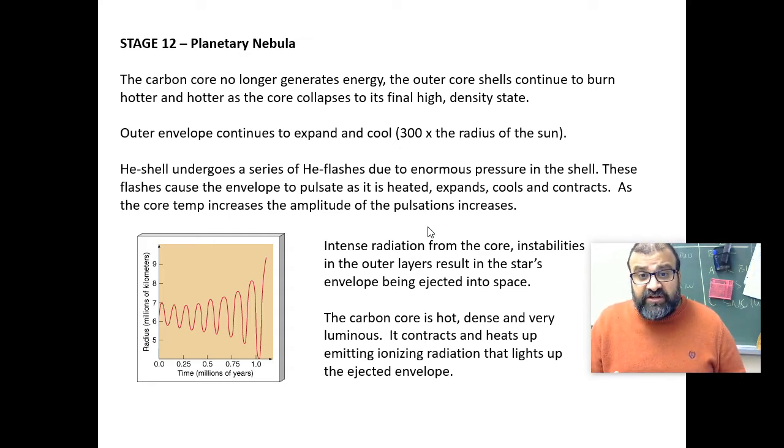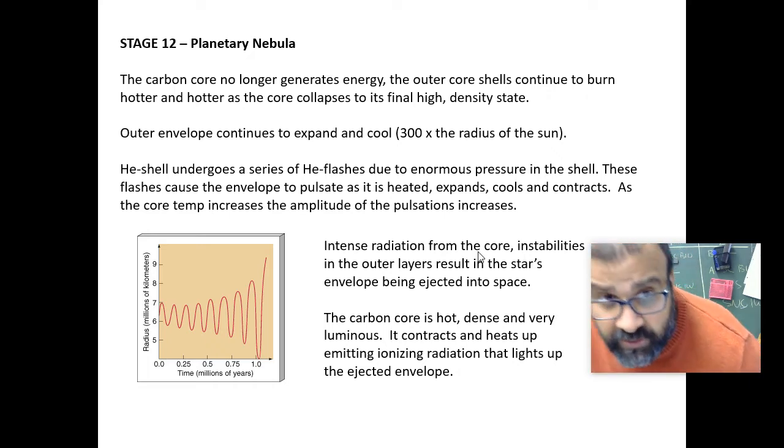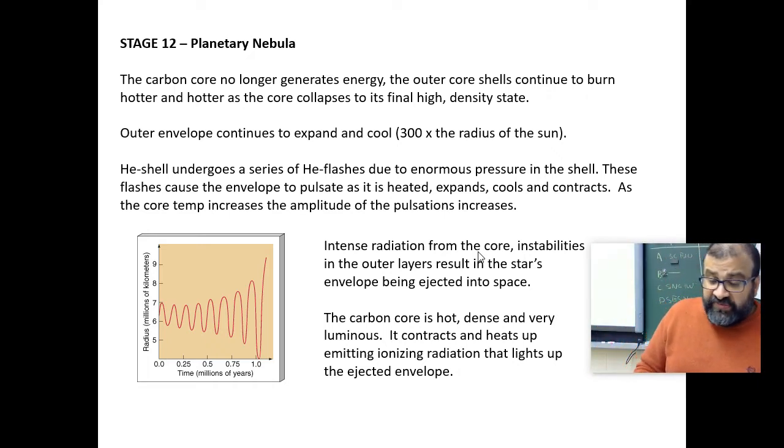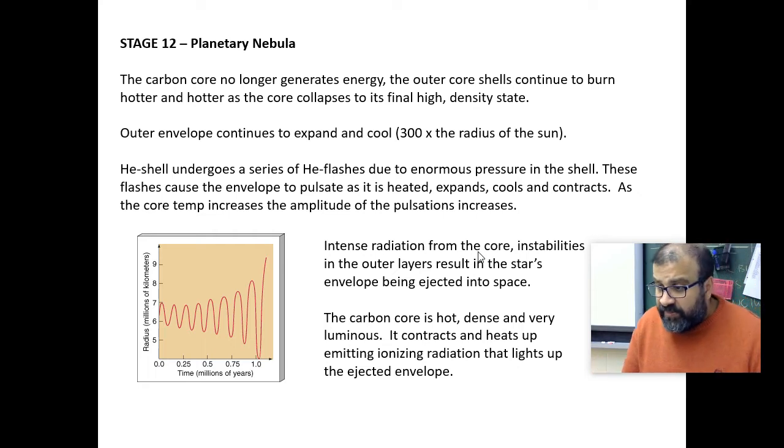So these helium flashes will happen towards the end of the star. And as the core temperature increases because of collapse, the amplitude of the pulsations increases, so how strong the pulse becomes. So at the end of a sun-sized star, the star becomes a red giant, and that red giant will pulse. Okay? And we're right near the end here. The star is just about dead.